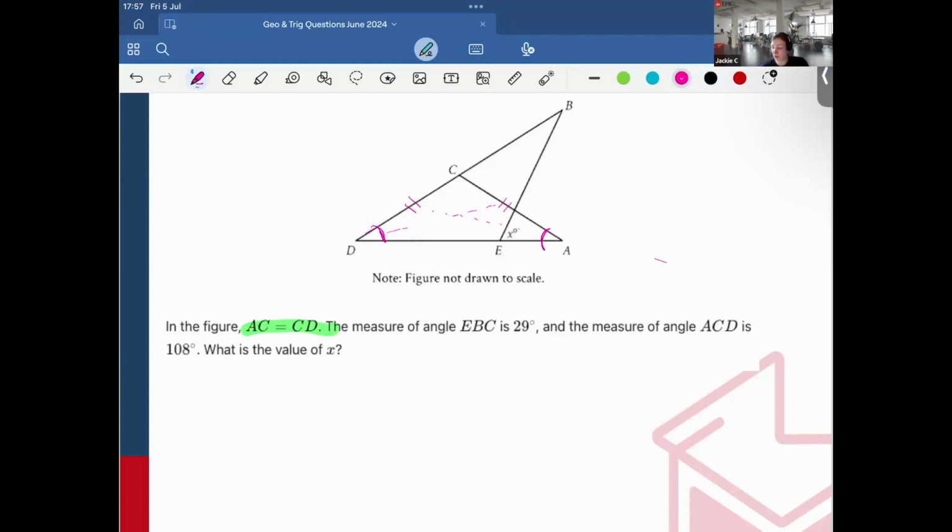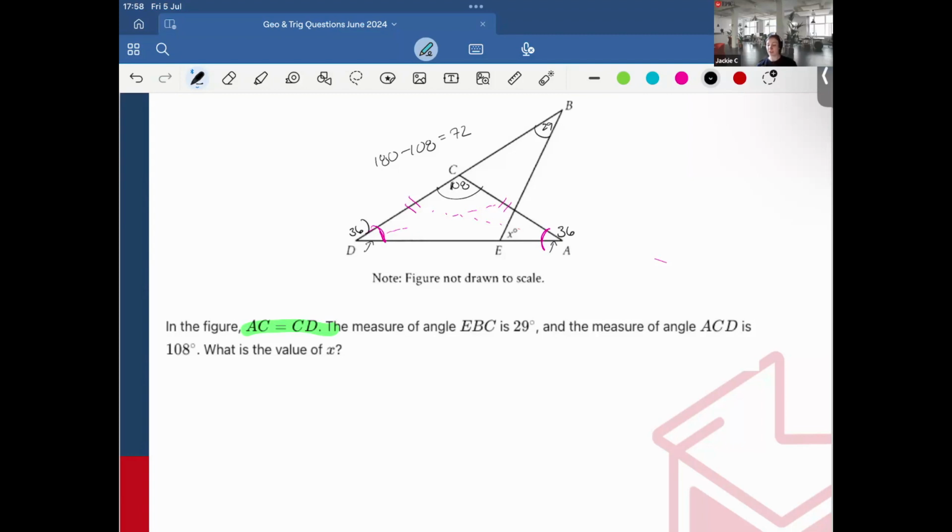Okay, so then we also are provided that EBC is equal to 29. And we also know that ACD is equal to 108 degrees. What is the value of x? Well, first, I would just do 180 minus 108, which is 72. And then I would divide by 2 because I know that these angles are the same because it is an isosceles triangle. So each of these are 36 degrees.